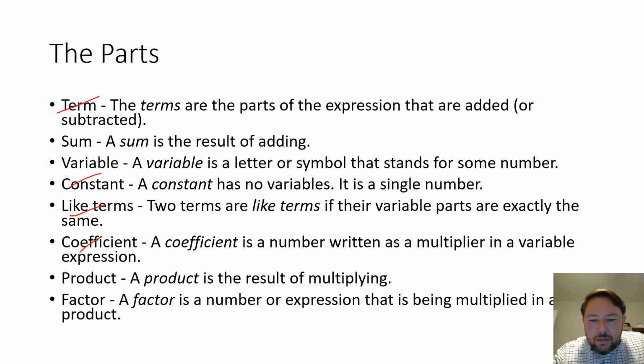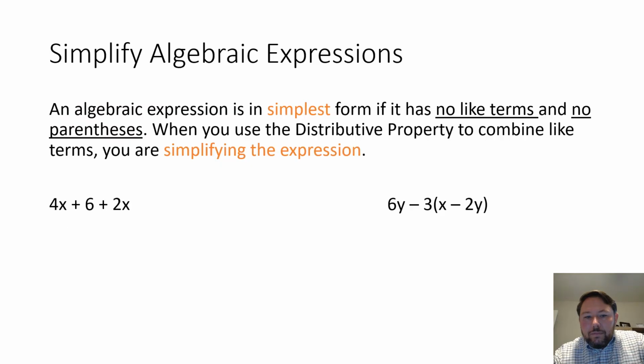We should know, we haven't talked about recently, but we should know what a product is, right? A product is the result of multiplying, just like a sum is the result of adding. And then lastly, we just covered what a factor is. So we've covered those. Oh, and we forgot about the variable, right? But the variable is that letter that stands for some number, and we've been working with those already. Okay, so those are the parts. You may want to refer to this slide from time to time to look at those. That's the full list of parts of an algebraic expression.